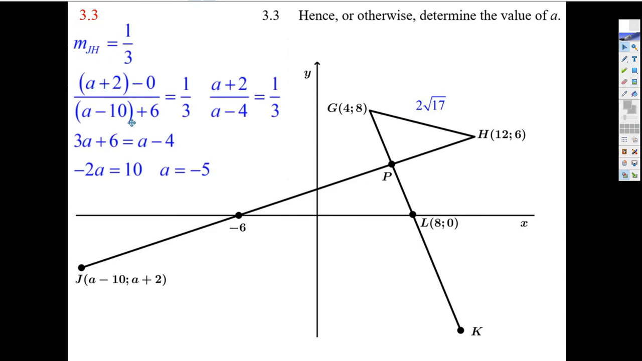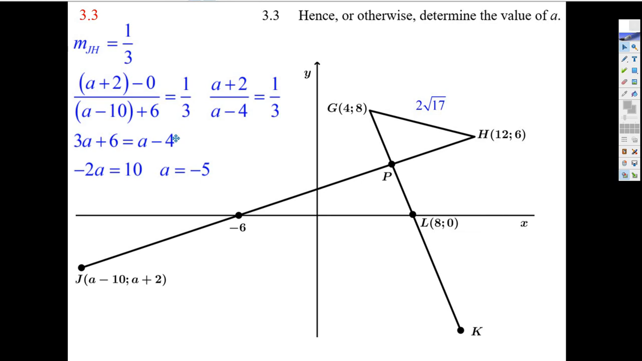So we just subtract the y values. They're in this funny form. Well, 2 minus 0 is just 2, and minus 10 plus 6 is minus 4. Now you cross multiply. 3 times A plus 2 is 3A plus 6. 1 times A minus 4 is A minus 4. Maybe it would have been a little bit better just to subtract A. I would have got 2A, and then to subtract 6, I would have got minus 10.